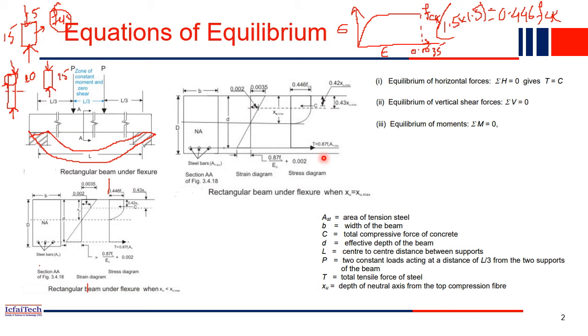So tension force T is written as 0.87 Fy Ast. We'll discuss how we got this value. Now this is the stress diagram. Now you understood, right? From here to here it is parabolic, and then you have the vertical constant line from here to here.